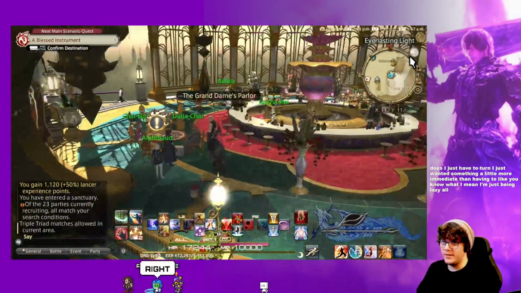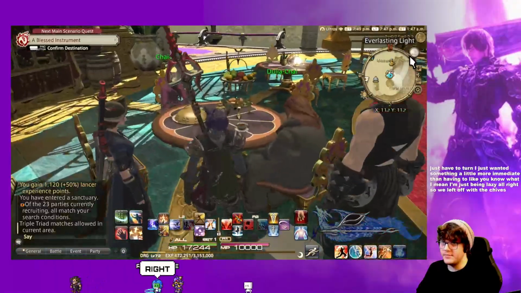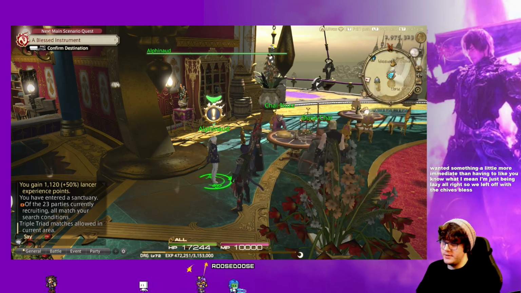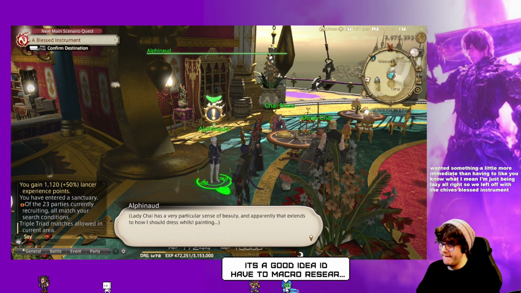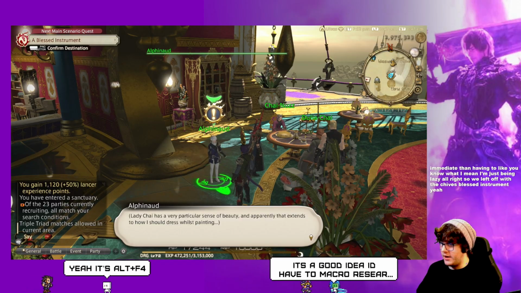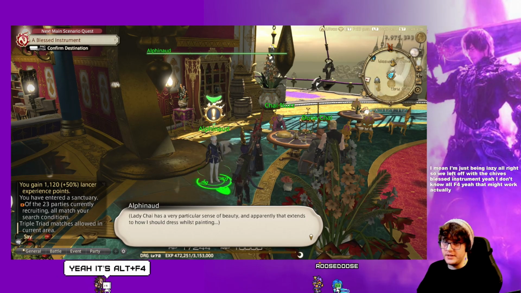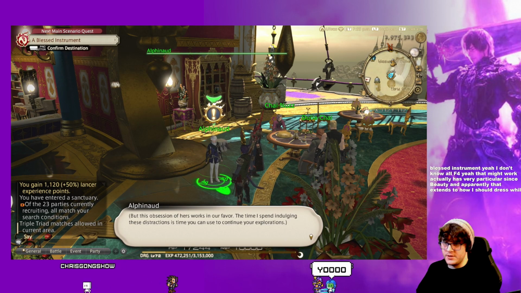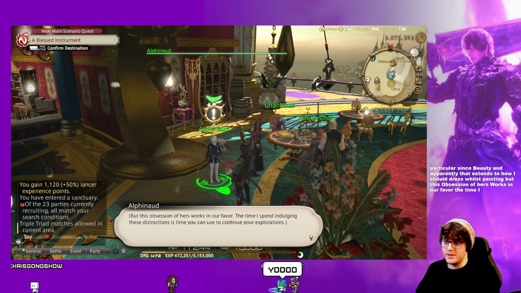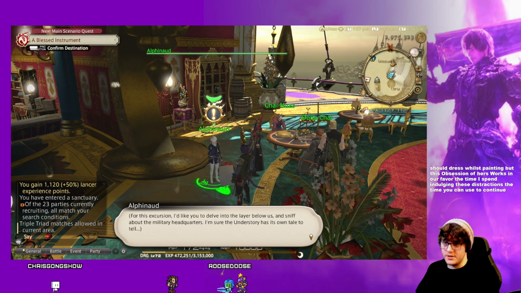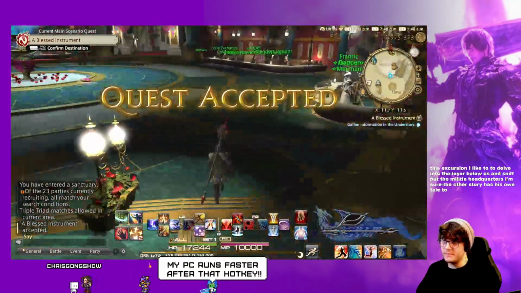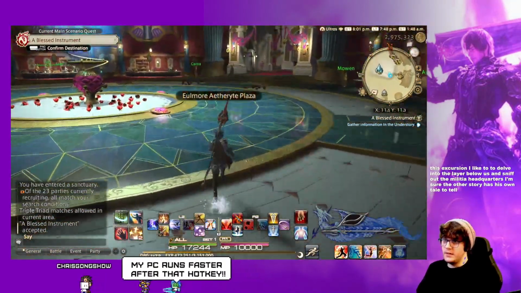Alright, so we left off with the Chai's Blessed Instrument. Yeah, I don't know. Alt F4? Yeah, that might work, actually. Lady Chai has a very particular sense of beauty, and apparently that extends to how I should dress whilst painting. But this obsession of hers works in our favor. The time I spend indulging these distractions is the time you can use to continue your explorations. For this excursion, I'd like to delve into the layer below us and sniff out the militia headquarters. I'm sure the understory has its own tale to tell.